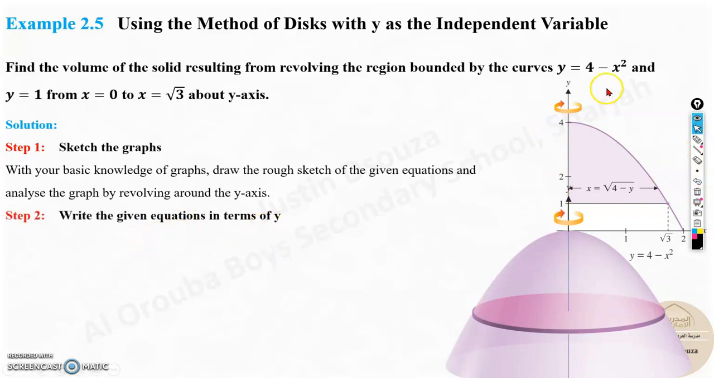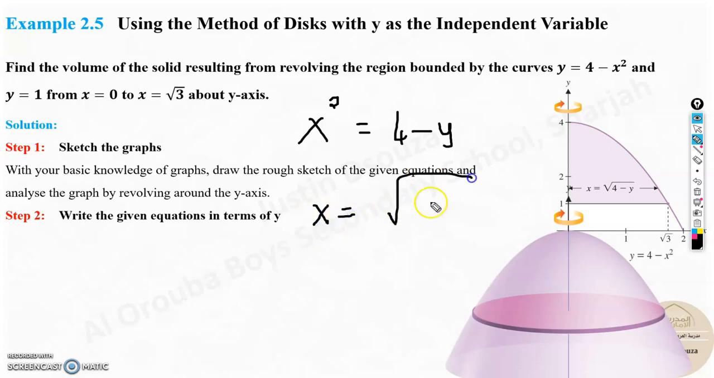Let's write the equations in y first. In terms of y, what I mean is, because we are revolving around the y-axis, even in the last lesson, when we revolved around the y-axis, we had to write all the equations in terms of y. In terms of y, that means x is equal to all terms of y at the right side. That is, x square, when I take it to the other side, will be 4 minus y. But you need to remove the square, so take the square root. This would be the answer.